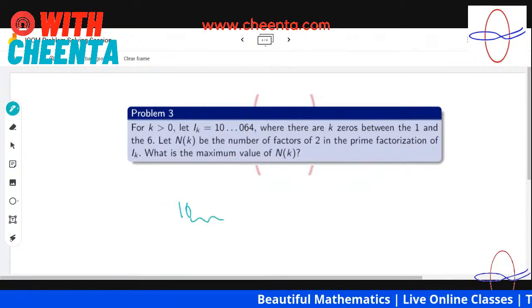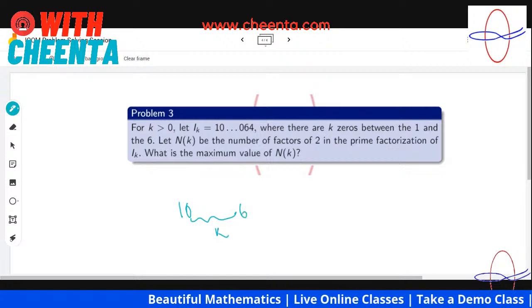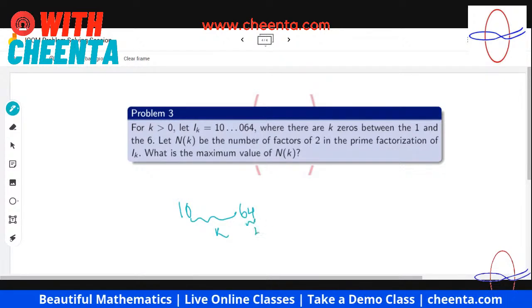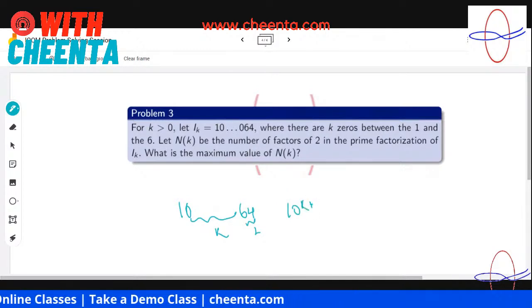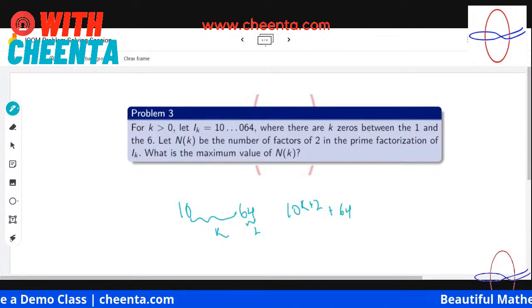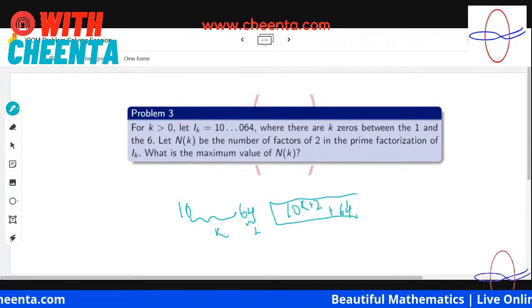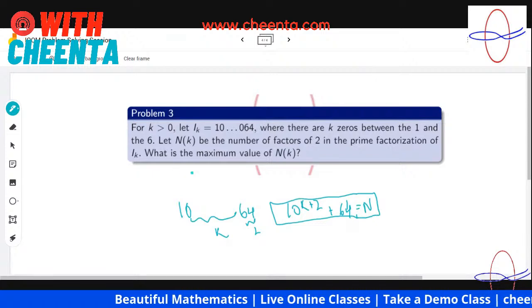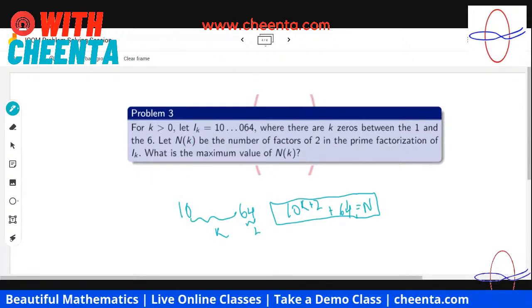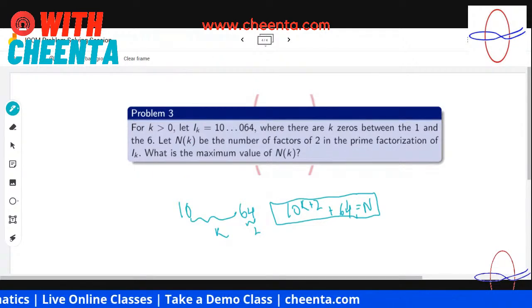So it is 2 over here, so how many zeros? It's 10 to the power k plus 2 plus 64, right? This is the i_k over here. All of you understood this step, guys?